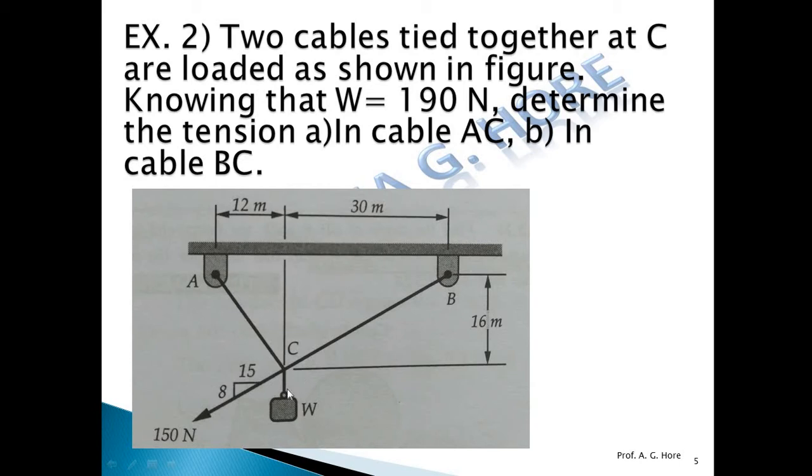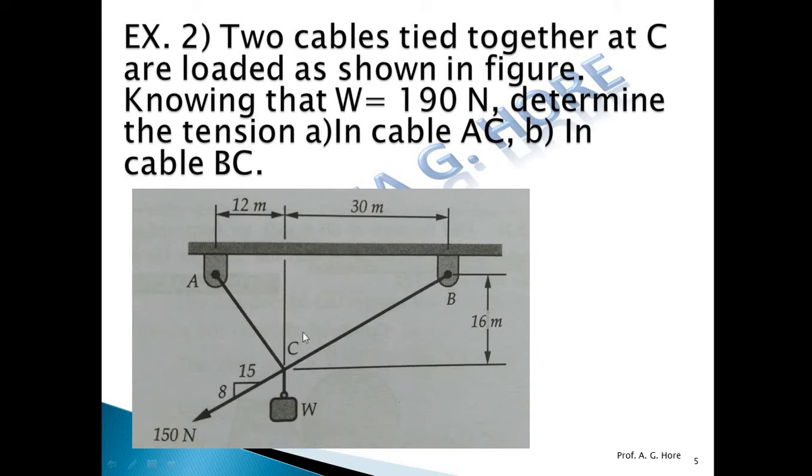Okay, means here this diagram is given, and at the C joint one weight is given, 150 Newton force is applied in this position, and to hold this weight in this position by these cables AC and BC, we want to find out again the cable tensions AC and BC. Okay, so draw the FBD of joint C, count the number of forces, and apply the conditions of equilibrium accordingly.